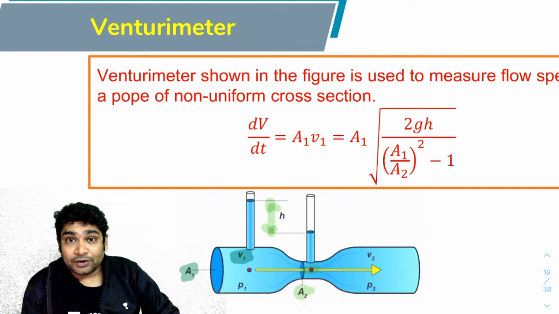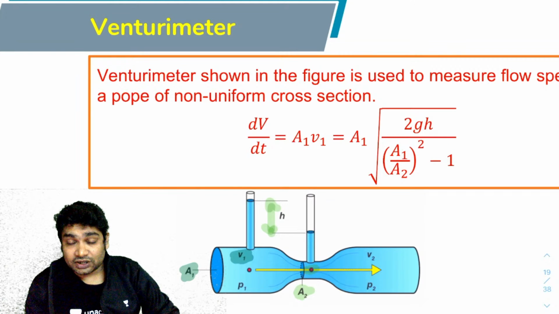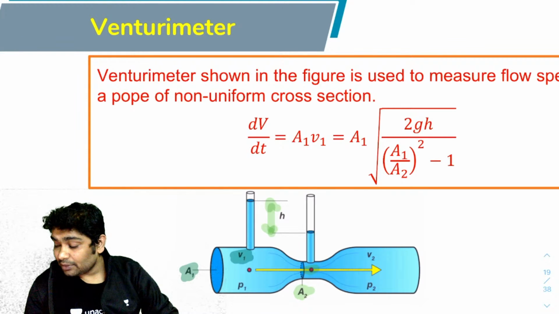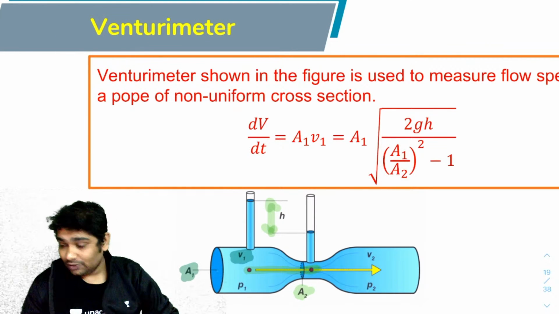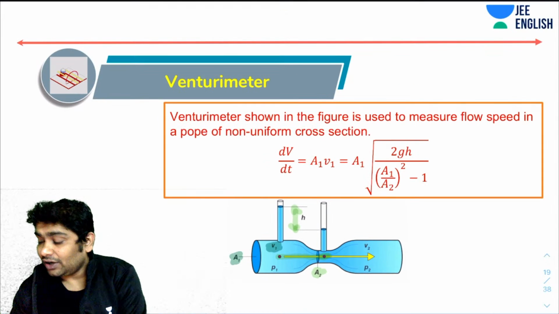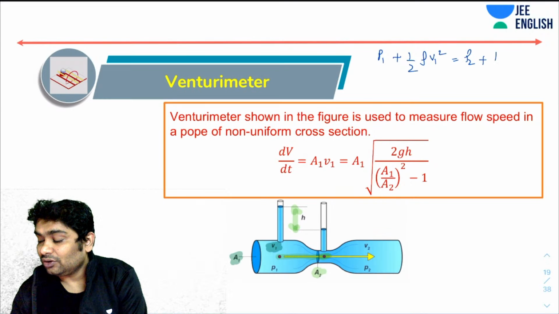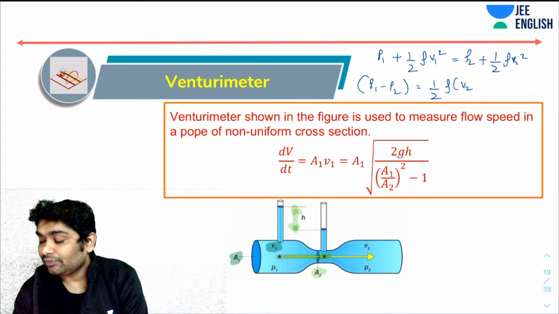Now, you can apply Bernoulli's theorem because the height of the fluid is the same here. The horizontal height is the same here. So obviously P plus half rho V square would be constant. So one equation you will have: P1 plus half rho V1 square equals P2 plus half rho V2 square. So from here, what you will get is P1 minus P2 equals half rho times V2 square minus V1 square. So one equation you have from here. Second, you have from the equation of continuity.